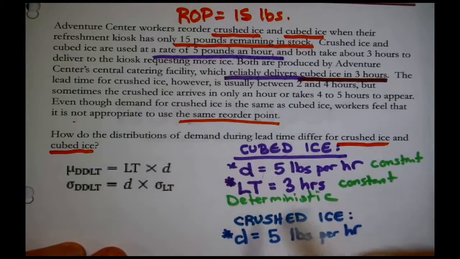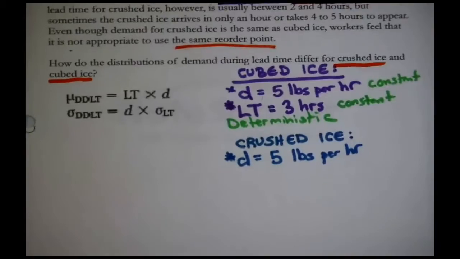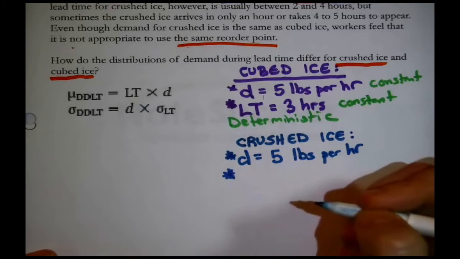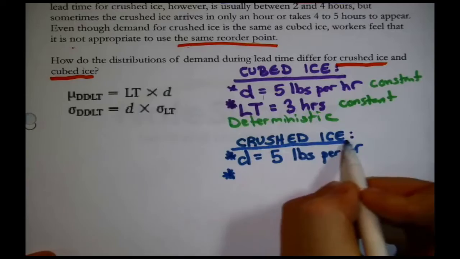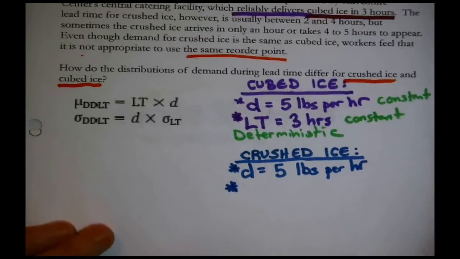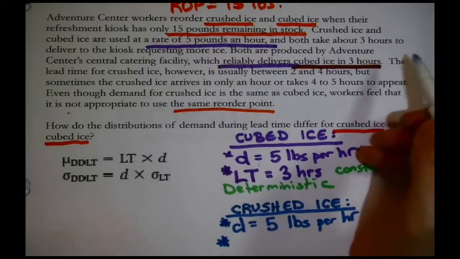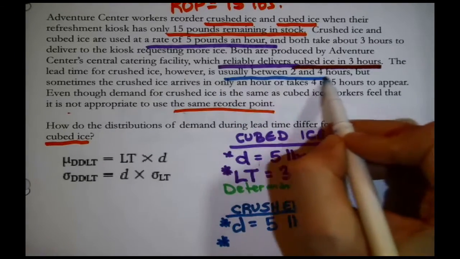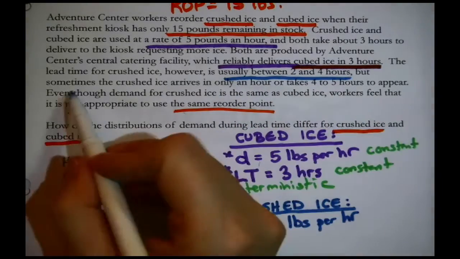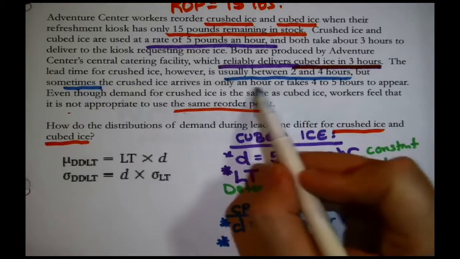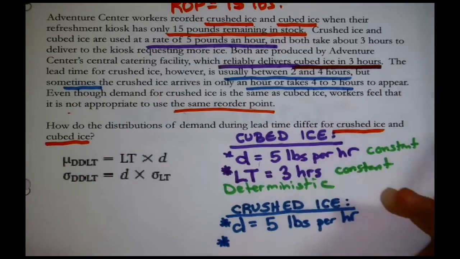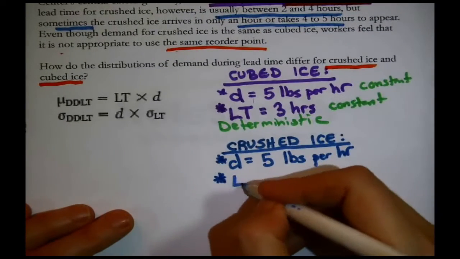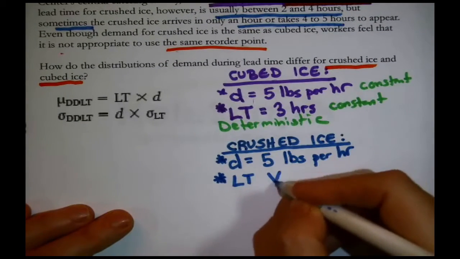So that's just the same thing as what I copied above. It's the length of the lead time here that's more detailed. For crushed ice, they're saying the lead time for crushed ice, however, is usually between 2 and 4 hours, but sometimes from 1 hour to 4 to 5 hours. Okay, wait a minute. The lead time varies.